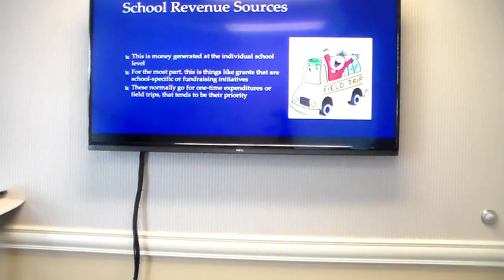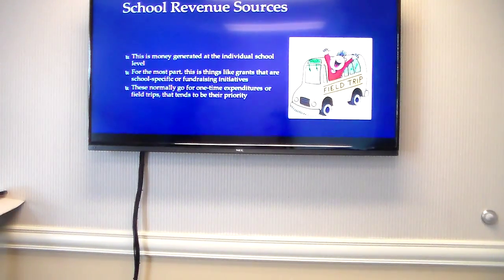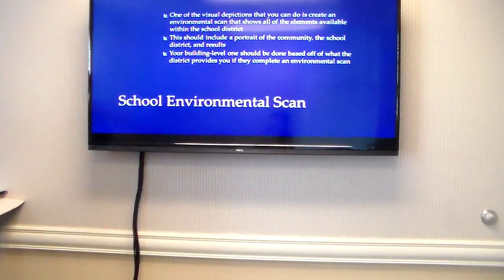So school revenue is generated at the individual school level. It's things like grants, school-specific activities, fundraising. School revenue sources are so small, they're really not going to be much of an impact on anything that you do. But they're still there, and they're still something that you need to consider as well.